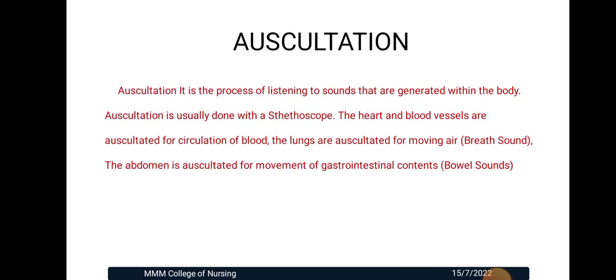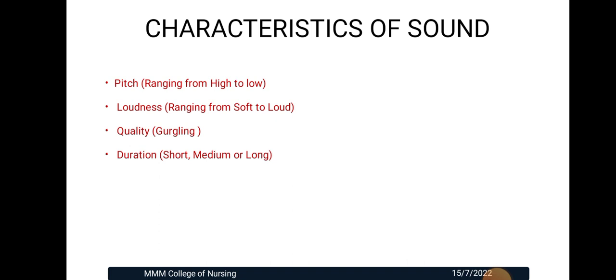Coming to auscultation. Auscultation is the process of listening to the sounds that are generated within the body. Auscultation is usually done with a stethoscope. The heart and blood vessels are auscultated for circulation of the blood. The lungs are auscultated for moving air, breath sounds. The abdomen is auscultated for movement of gastrointestinal contents, that is bowel sounds. Characteristics of sounds: pitch ranging from high to low, loudness ranging from soft to loud, quality such as gurgling, duration short, medium or long.